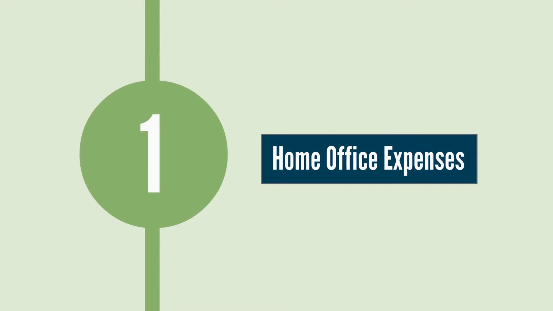Today, I will review how to complete Form T2-125, Statement of Business Activities. Specifically, we will review the sections of this form related to home office expenses, capital cost allowance, and vehicle expenses. This is the final part of a two-part series. Number 1. Home office expenses.